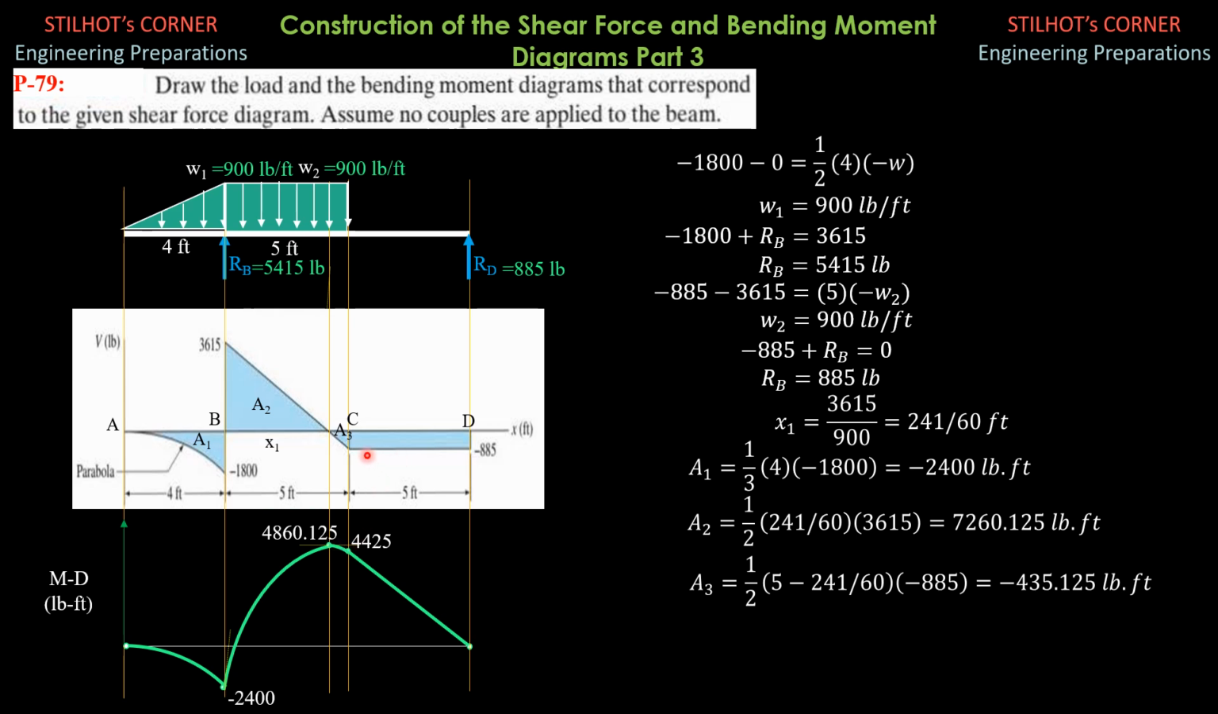Then finally, because the shear is 0 degree, this should be a first degree line. The area of this is simply 5 times negative 885, and it is negative 4425. So 4425 plus negative 4425 is 0. So we join these 2 points with just a straight line. So that's it for this video.